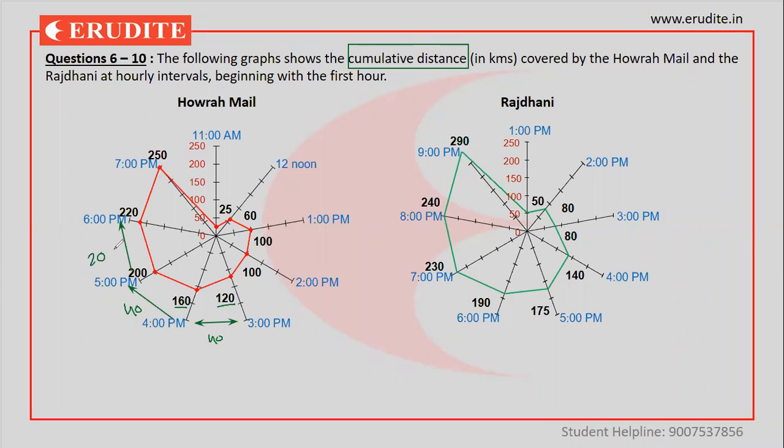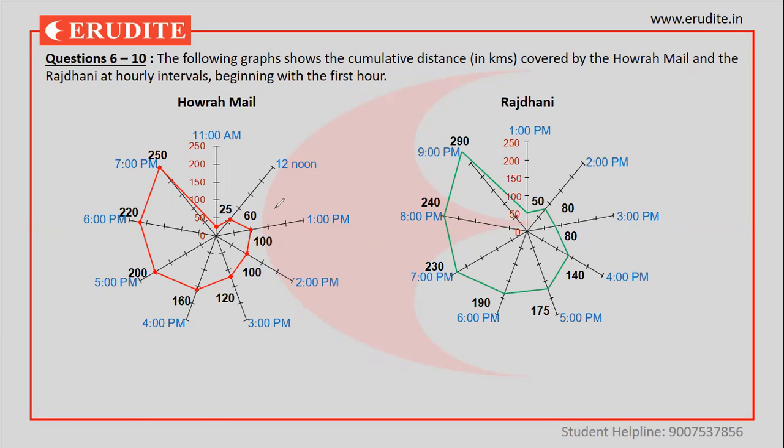So this is the first part we need to understand. These values are not absolute values. These are cumulative values. So if you want to find out the distance covered in every hour, you have to take the final distance minus the initial distance of that particular hour.